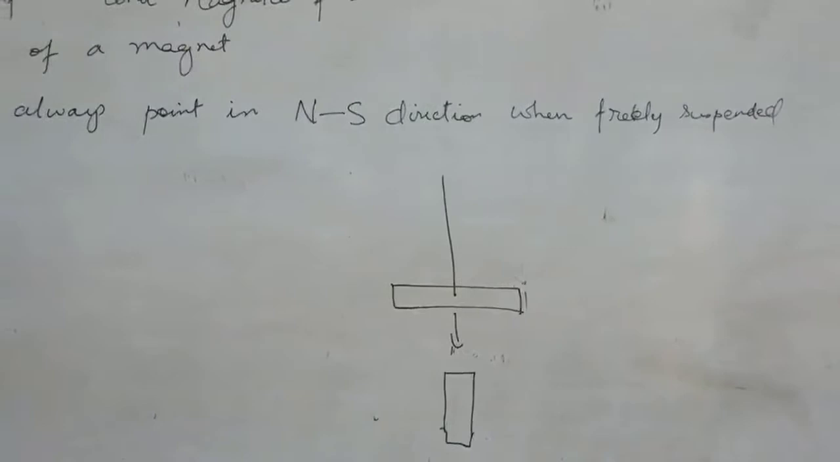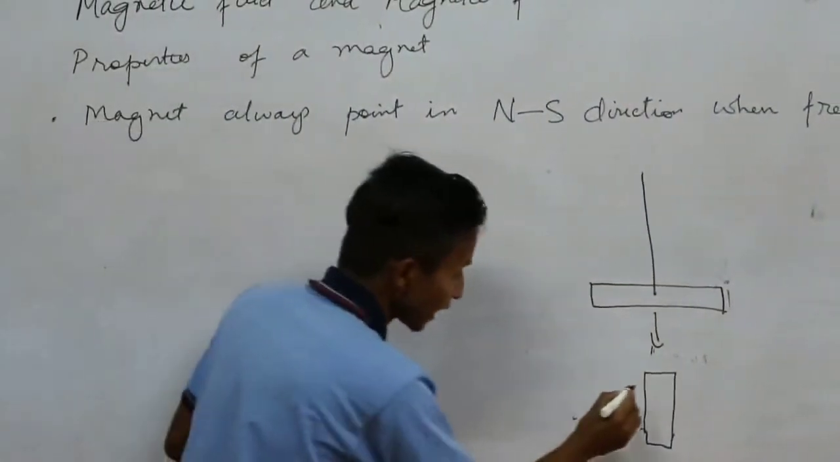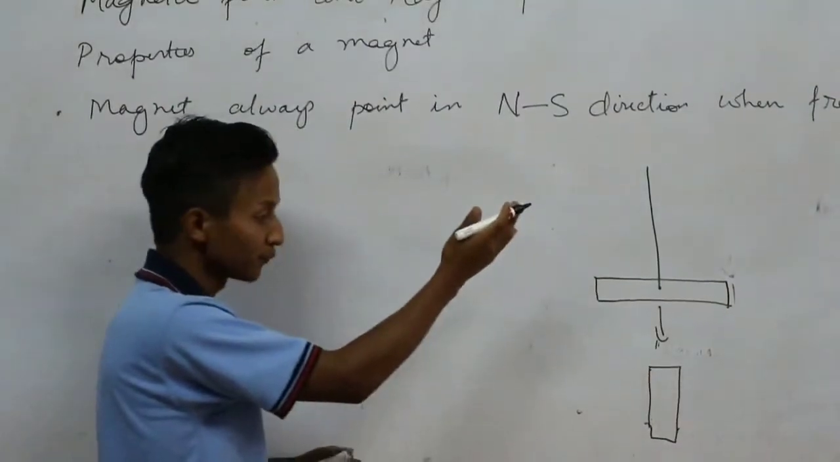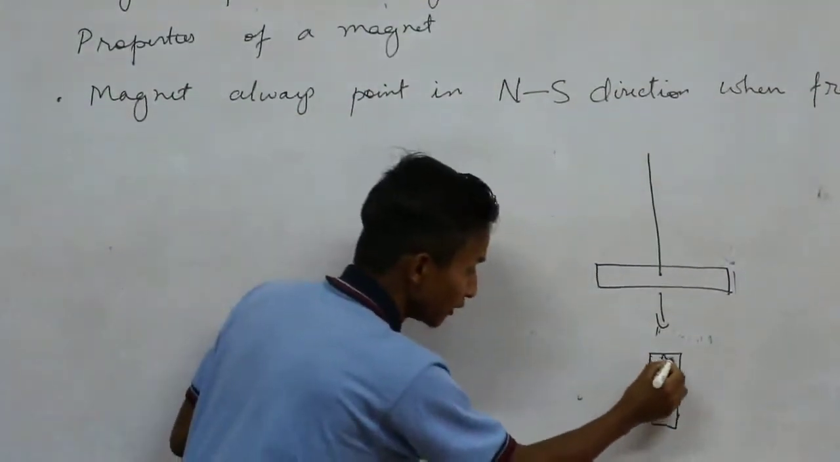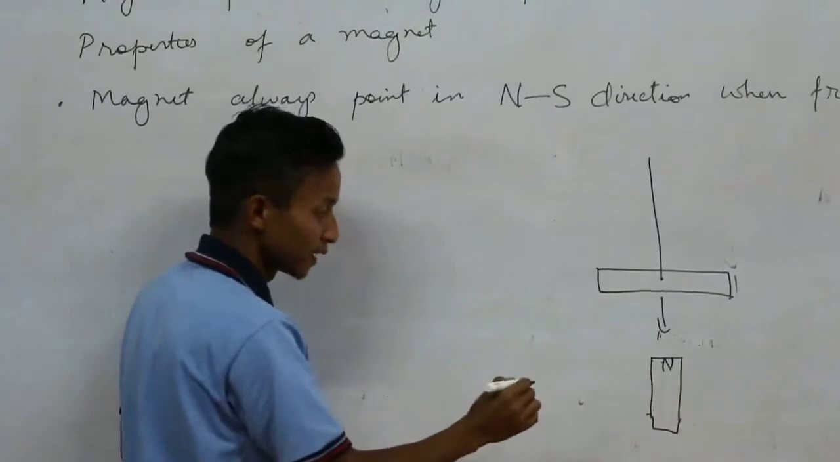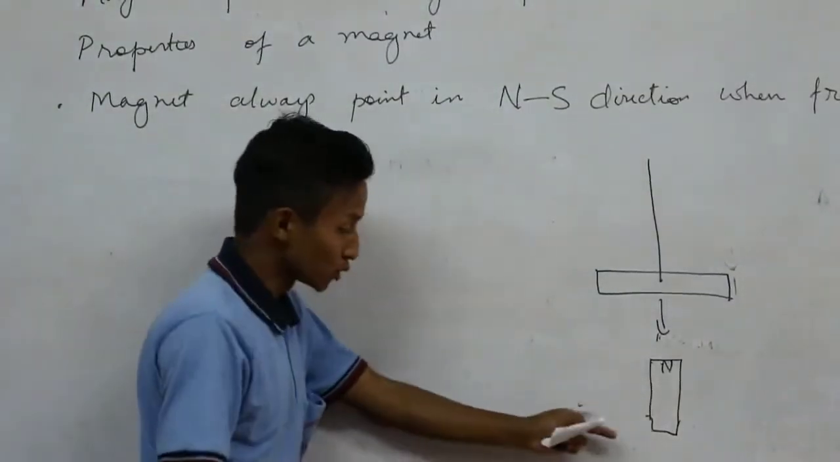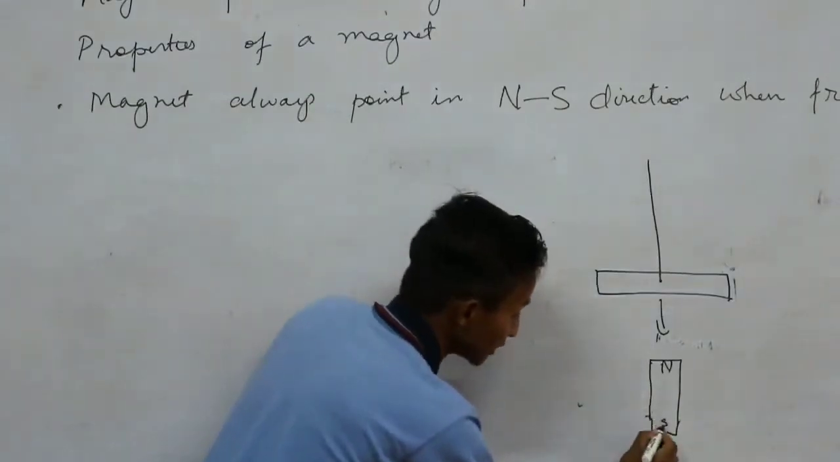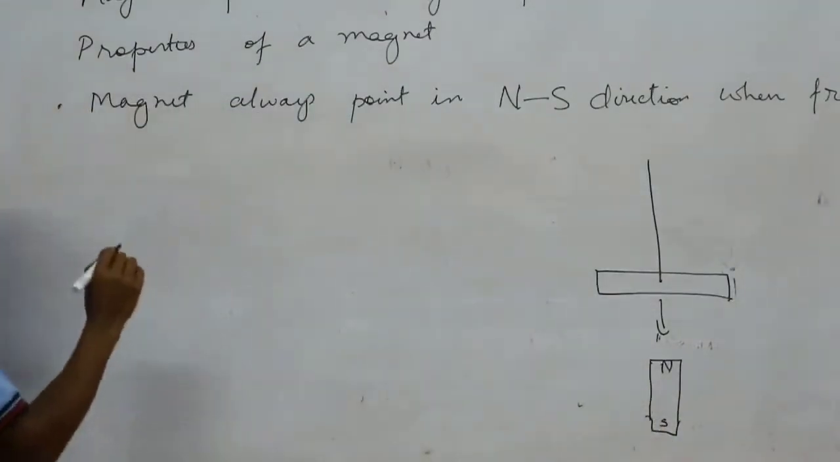Right. Second property. As you can see, this one end was facing towards the geographic north. This is called the north pole. And the other end was facing towards the geographic south. And this is called the south pole. So magnets always have two poles.